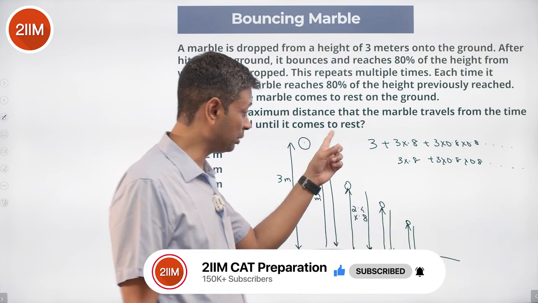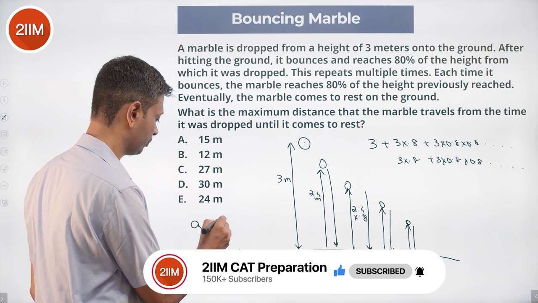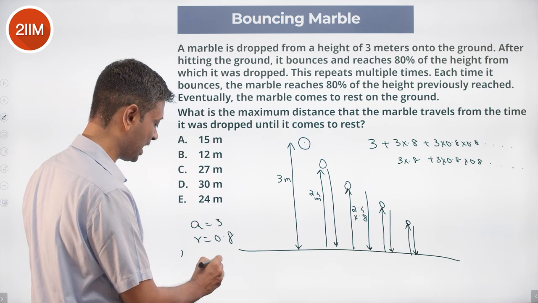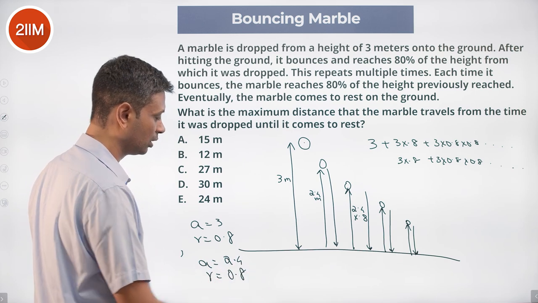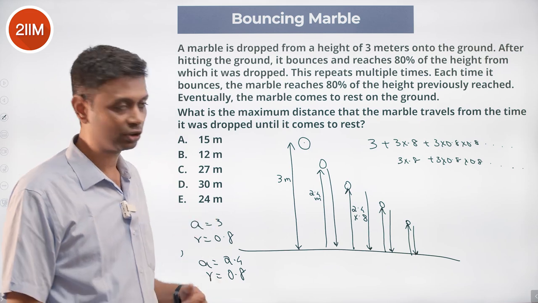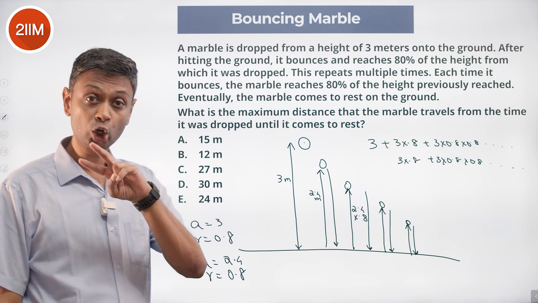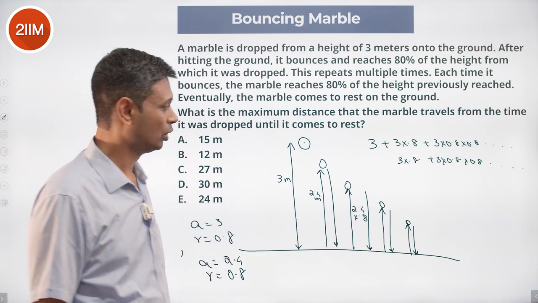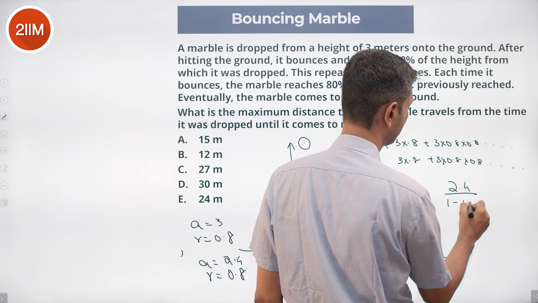This is an infinite GP. For the first infinite GP, A is 3, R is 0.8. Second infinite GP, A is 2.4, R is 0.8. Plug in the formula for this, plug in the formula for this, we are through. Right? Or calculate this infinite GP twice over and then add 3. That is this distance. And so let's do it by the second method, 2.4 by 1 minus 0.8.